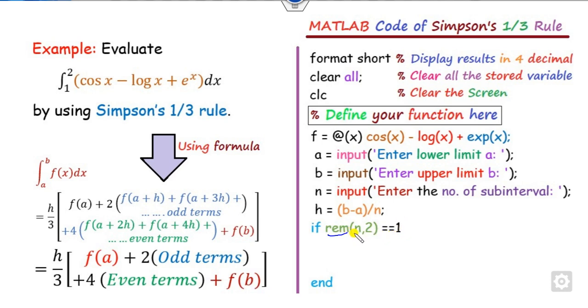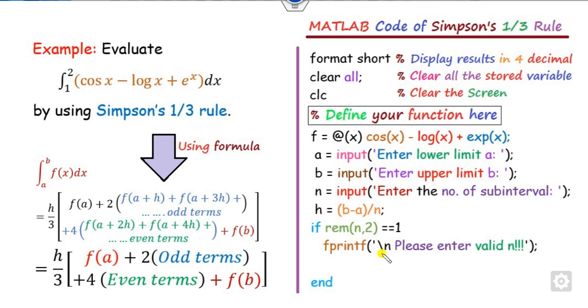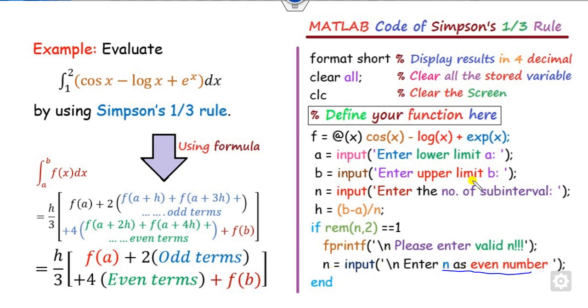If the number is odd, then the Simpson 1/3 rule is not applicable. So you have to put an error message: please enter a valid n. You have to ask the user to enter n as a valid even number, so that if they enter an odd number, it must satisfy the even property here. Once you are here, now look at this function.